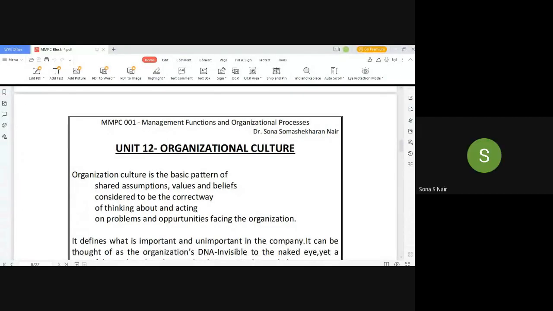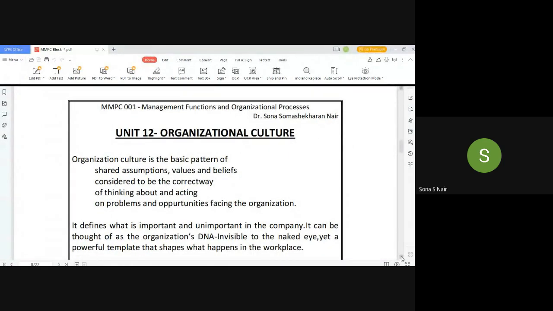Okay. So now this is a very important concept, and it's very important for the existence and performance of the organization also. So let us look at this. Organization culture is the basic pattern of shared assumptions, values, and beliefs considered to be the correct way of thinking about and acting on problems and opportunities facing the organization. That's the definition.